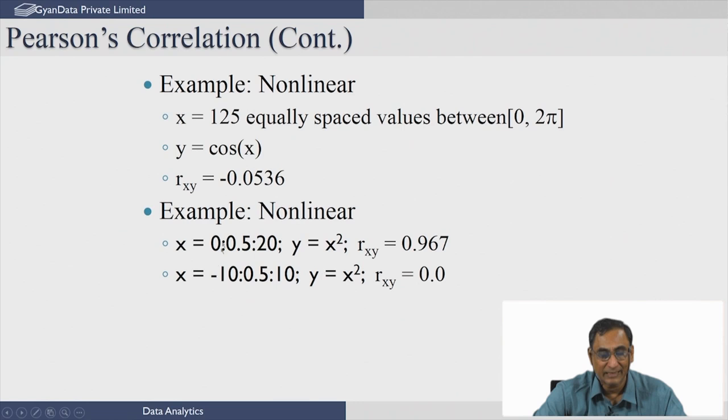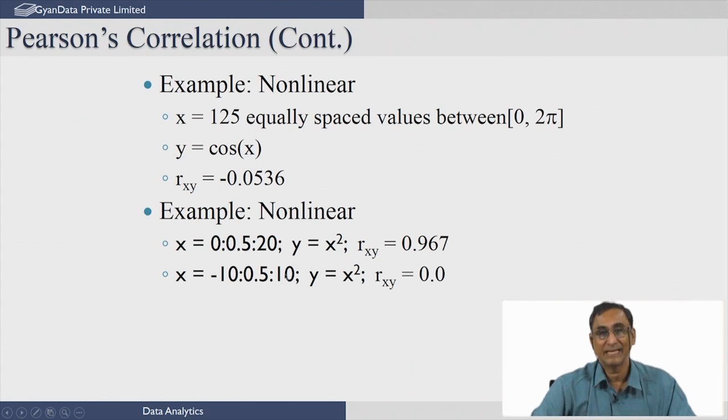On the other hand, if I had chosen my x data between -10 and 10 symmetrically, then between -10 and 0, y equals x squared will have positive values, and between 0 and 10, y equals x squared will have positive values again. So, these will cancel each other out exactly and it will turn out that the correlation coefficient in this case is 0, although there is a non-linear relationship between y and x.